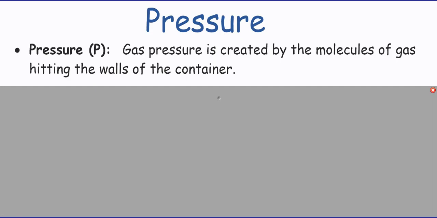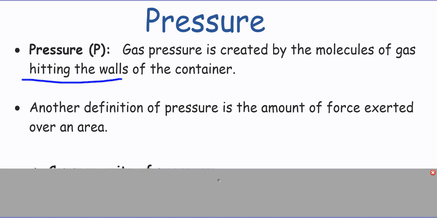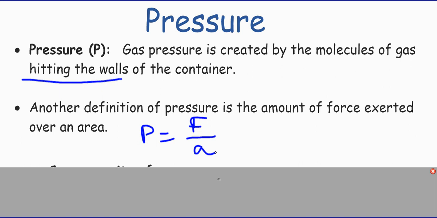As I was just saying, gas pressure is created by molecules of gas hitting the walls of the container. That's the visual image you need to have in your mind when you're thinking about pressure. Another definition of pressure is the amount of force exerted over an area. Pressure is force per area, which is a more mathematical term for it, and that's how pressure gets measured. Really that force is created by particles hitting the walls of the container, and how big that container is, the area, is going to determine how high or low the pressure is.